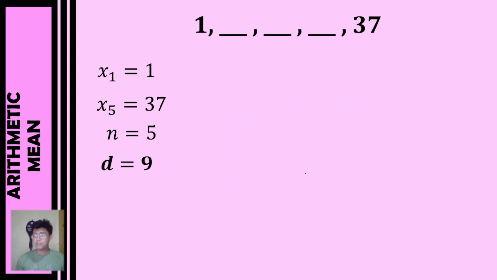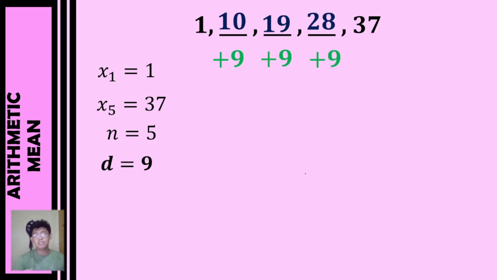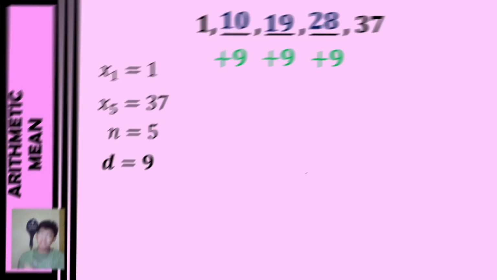Now that we have our common difference, we can now insert that in our arithmetic sequence. So we know that the next term will be plus 9. Okay, so first term plus 9, that will give us 10. 10 plus 9, that will give us 19. And 19 plus 9, it will give us 28. And 28 plus 9, it will give us 37. That's how you insert the arithmetic mean. Now let's have another example.